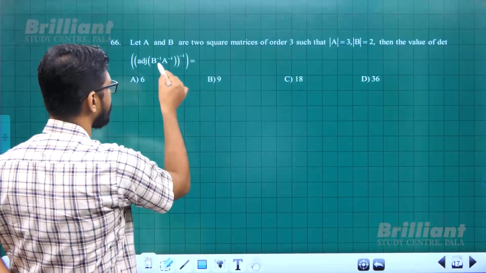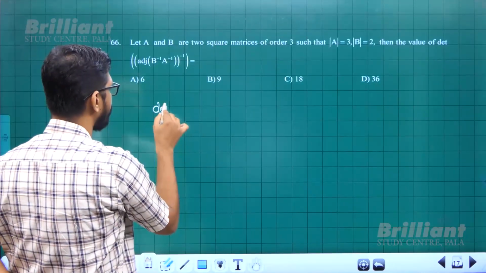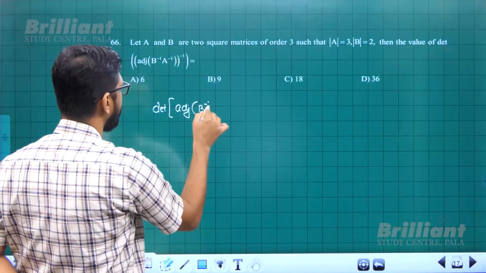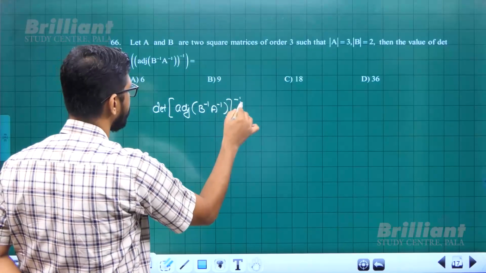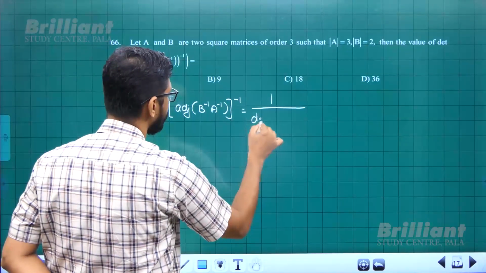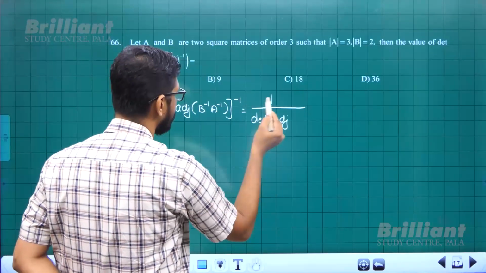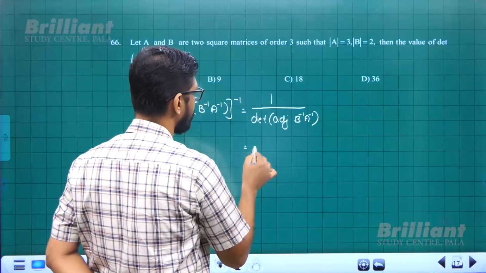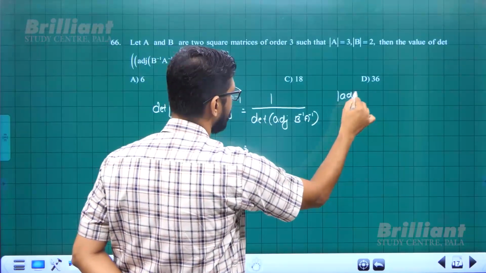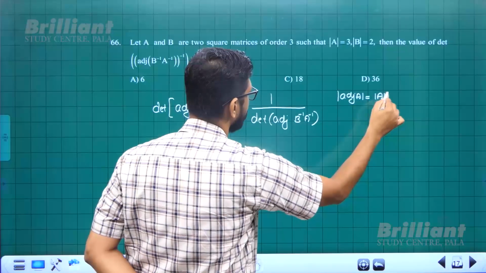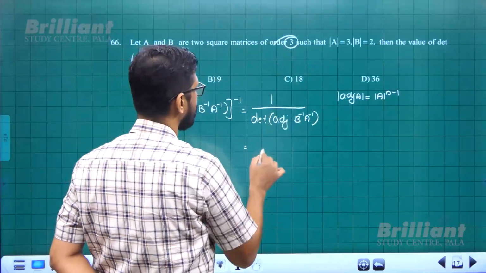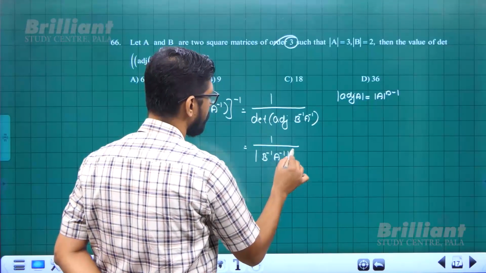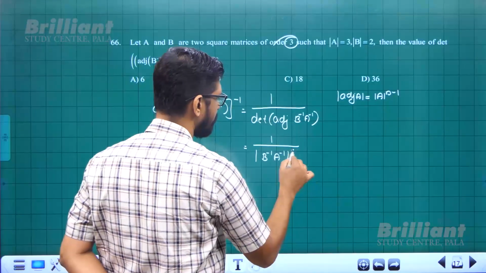നമുക്ക് കണ്ടുപിടിക്കേണ്ടത് ഡിറ്റർമിനന്റ് ഓഫ് സംതിങ് ഇൻവേഴ്സ് ആണ്. determinant of adjoint of B inverse A inverse the whole inverse. ഇതിന്റെ ഡിറ്റർമിനന്റ് എന്ന് പറയുന്നത് 1 by determinant of adjoint of B inverse A inverse ആണ്. ശരിയല്ലേ? that is equal to determinant of adjoint എന്ന് പറയുന്നത് determinant of A raised to n minus 1 ഇല്ലേ? ഓർഡർ 3 ആണ്. so 1 by determinant of B inverse A inverse the whole raised to n minus 1, 3 minus 1, 2 എന്ന് കിട്ടും.